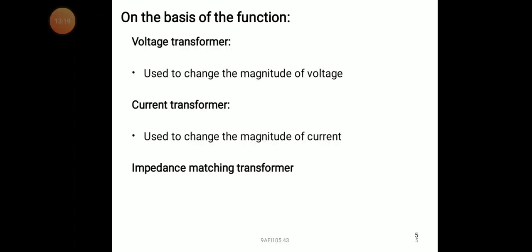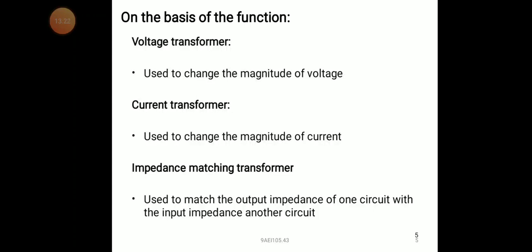The next one is on the basis of the function. Based on the function we also have transformer classification. Voltage transformer: the voltage transformer is used to change the magnitude of the voltage. Current transformer: the current transformer is used to change the magnitude of the current.